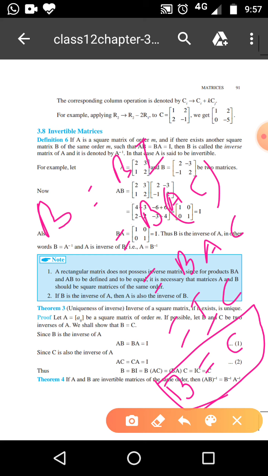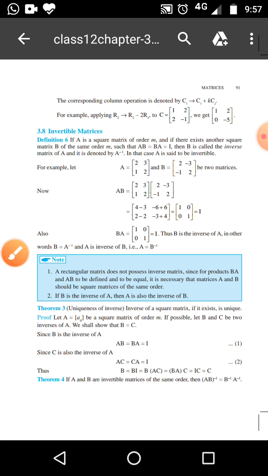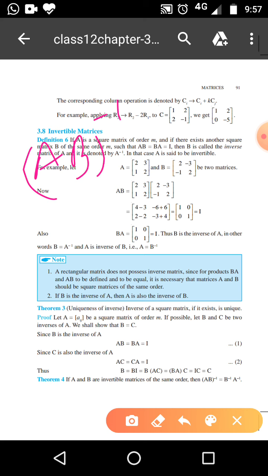Now the next, very important theorem: the reversal order law. If A and B are two invertible matrices of the same order, then (AB) inverse = B inverse A inverse. This is also very important, because you have already seen in the transpose that (AB) transpose = B transpose A transpose. So this is the reversal order theorem.